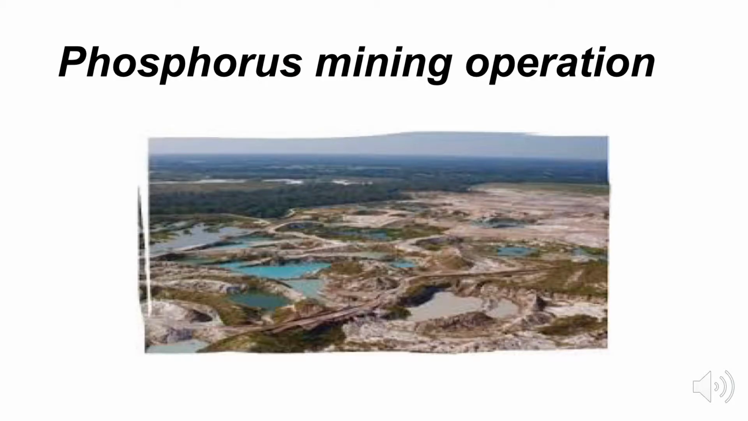Here's a look at a phosphorus mining operation in Florida. A lot of water associated. Remember, Florida is a pretty wet state. It gets well over 40 inches of annual precipitation. Any exposed geologic material that has phosphate in it can wash off into the surface body of water and create nutrient pollution.